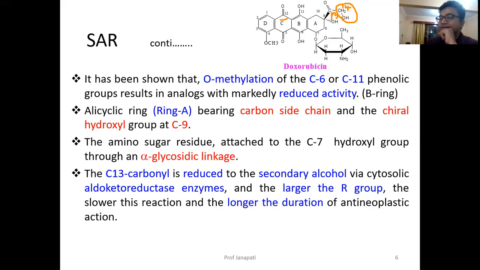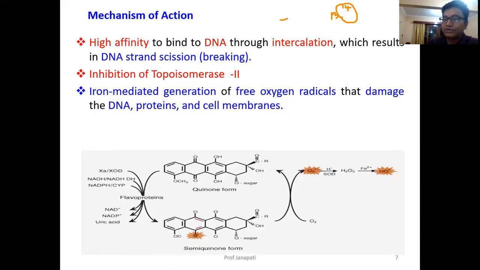Then there is a chiral carbon at the 9th position. At the 7th position, there is a sugar attached. Then on the 13th keto group, if you reduce it, having a long chain carbon atom, then you are getting a prolonged duration of action. This is about the SAR. Next, we will study the mechanism of action.